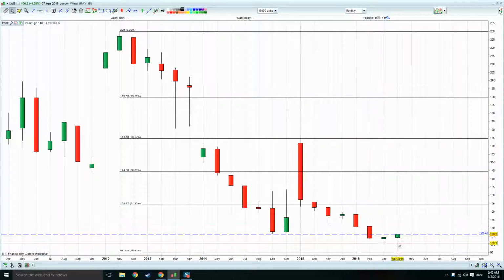Obviously March was sort of a non-entity month, almost. See that small spinning top candle, small range, failed to break through this swing low back of September last year at 106. And obviously we're starting a new month here, and we have got green showing on a monthly basis, but obviously we need to close above this 106.